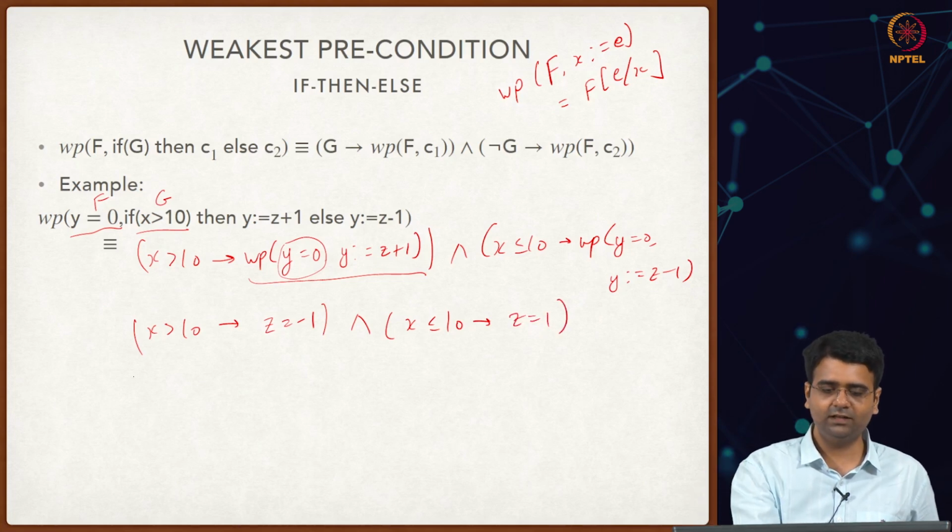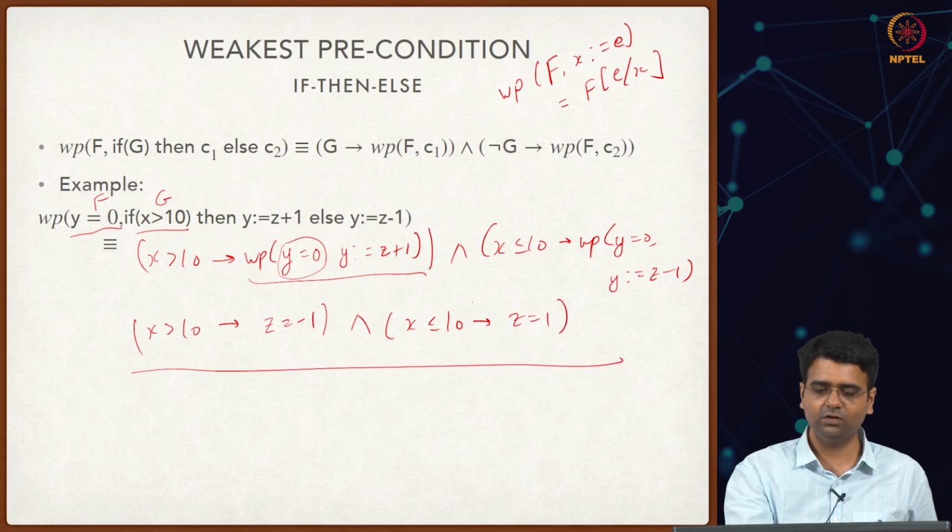Again, intuitively, if you execute the program beginning on this state, then if you execute the if branch, you will get y equal to 0, because z is minus 1 and you are doing y := z + 1. So it will guarantee that y is equal to 0. If you execute the else branch, then again it is guaranteed that y will be equal to 0.